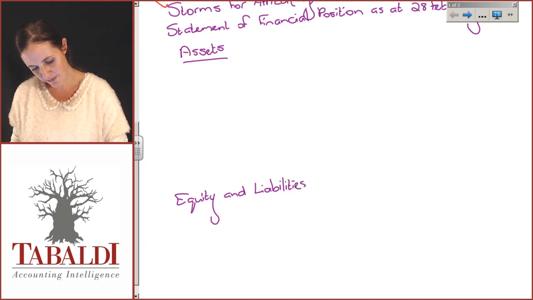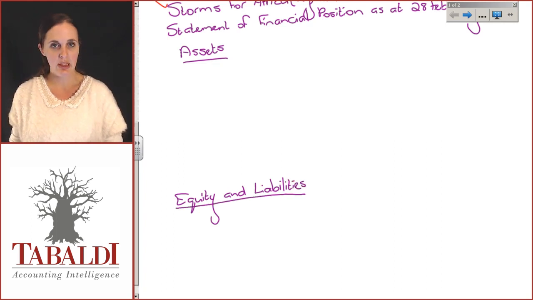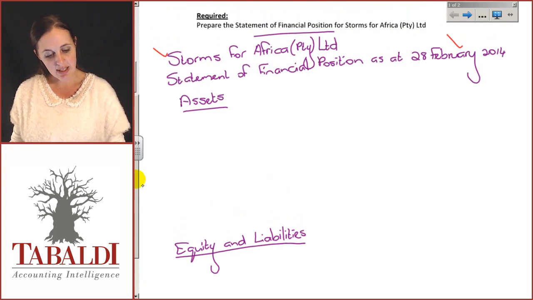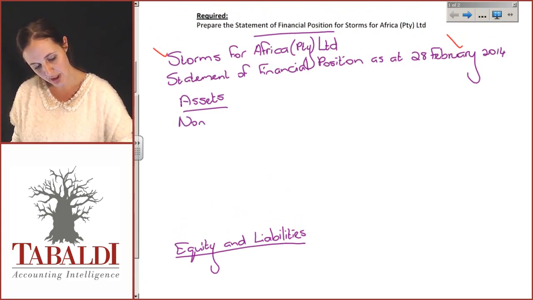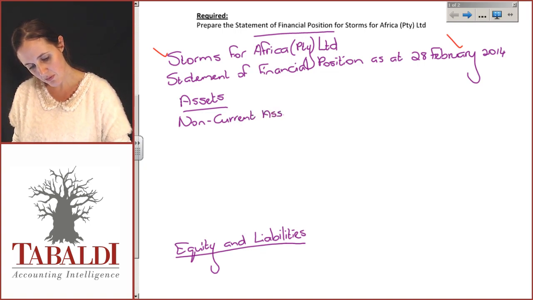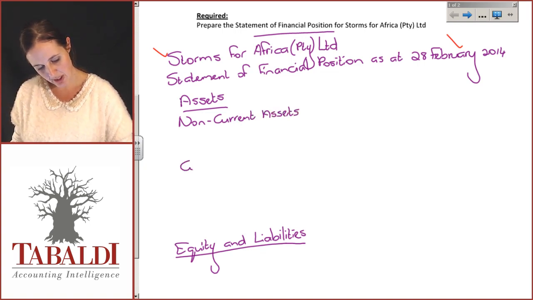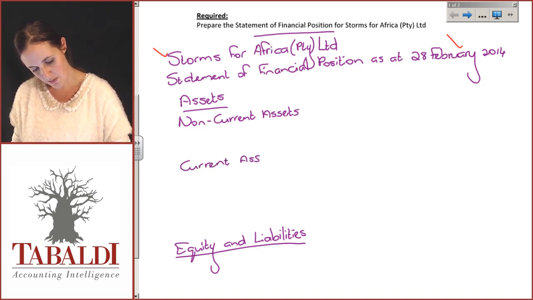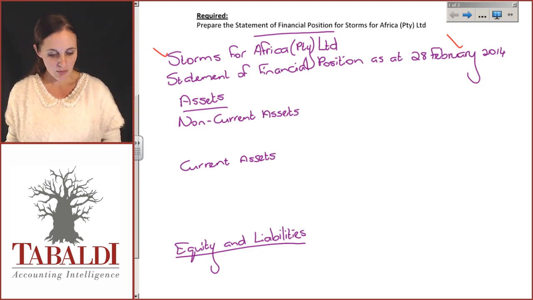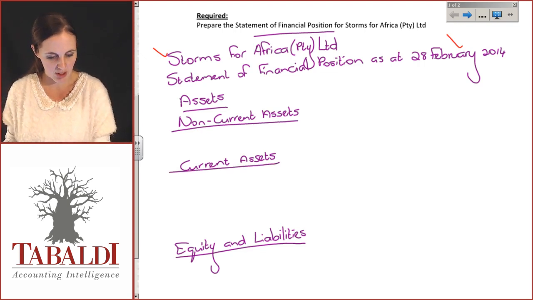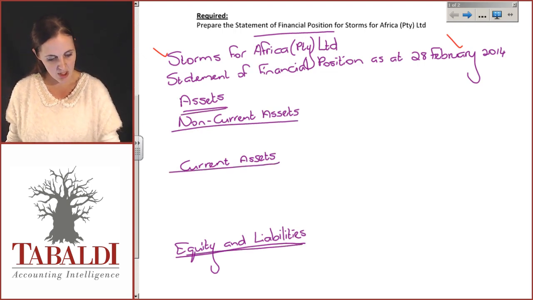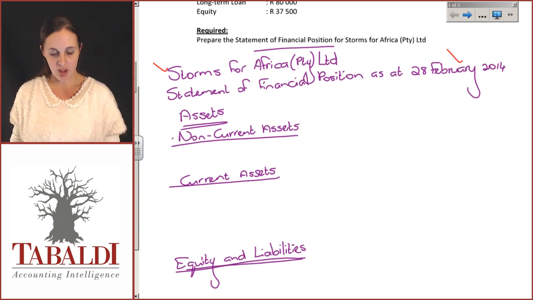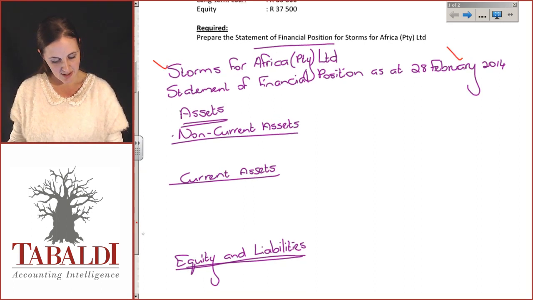This we know. So these are my headings, my basic structure. Underneath assets, I can have non-current assets, and I can have current assets. Maybe we want to give that a little heading. You can double underline that so you can see it's different. So my assets are going to be made up of non-current assets and current assets.